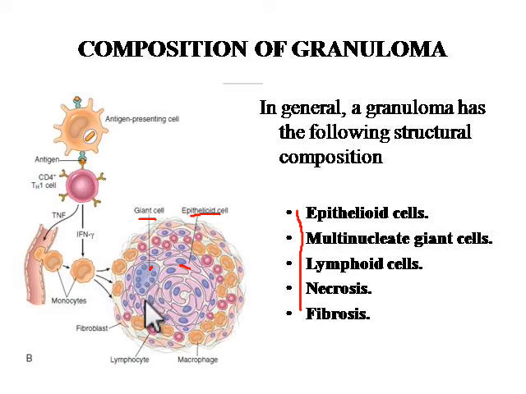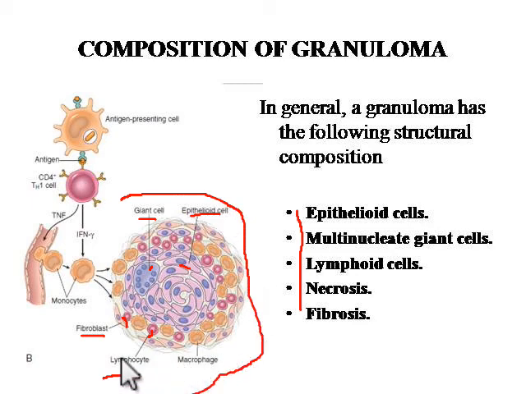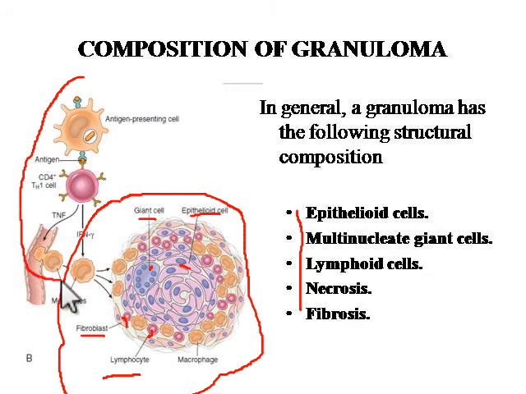Then we have lymphoid cells, also known as lymphocytes. Here we can have lymphocytes. Then we have necrosis, tissue necrosis. Then we have fibrosis by fibroblasts. So this altogether is the composition of granuloma. This is what a granuloma is, and these are the processes which we already discussed, how exactly it takes place in the formation of granuloma.